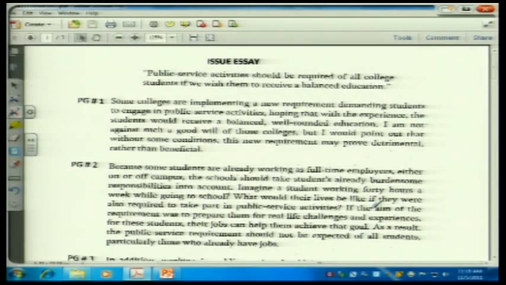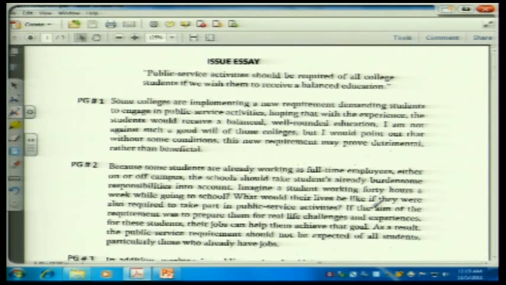Okay, so to use the same example, this is the first paragraph. And in the first paragraph, what you do is you start with the restatement of the topic. So here I start with, some colleges are implementing a new requirement demanding students to engage in public service activities, hoping that with that experience, the students would receive a balanced, well-rounded education. This is a separate handout that you should have.